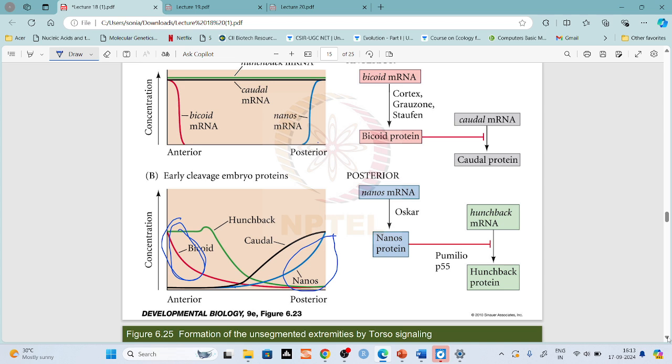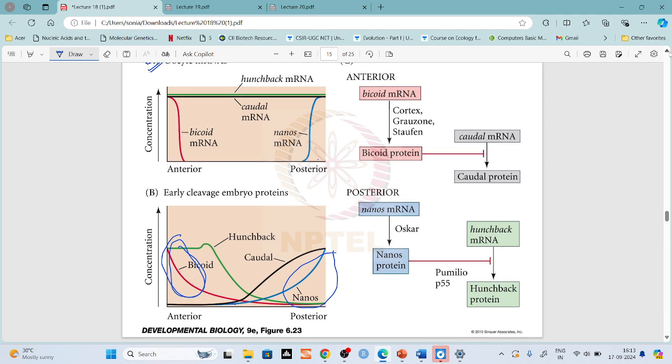Okay, so in the anterior axis, although caudal and, see, before fertilization, here you can see that before fertilization, this hunchback and caudal mRNA is present throughout the anterior to posterior axis. But after the fertilization has taken place, this bicoid represses or inhibits the translation of caudal mRNA to caudal protein in the anterior end. So this caudal mRNA was present in the anterior end, but there is no protein in the anterior end.